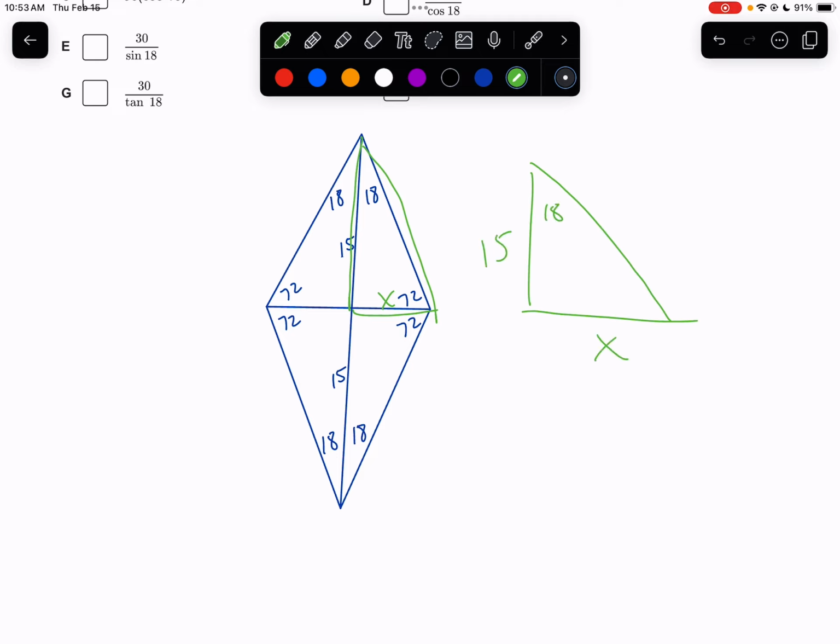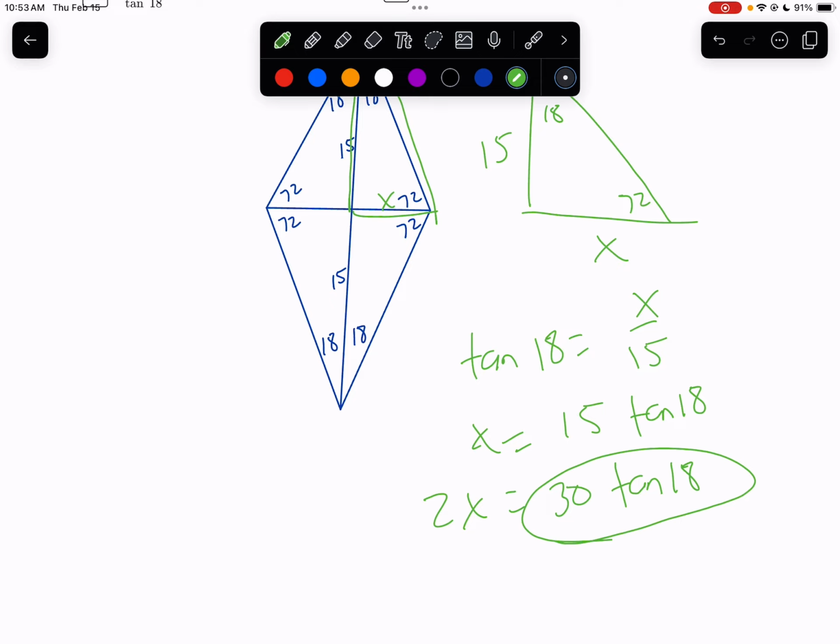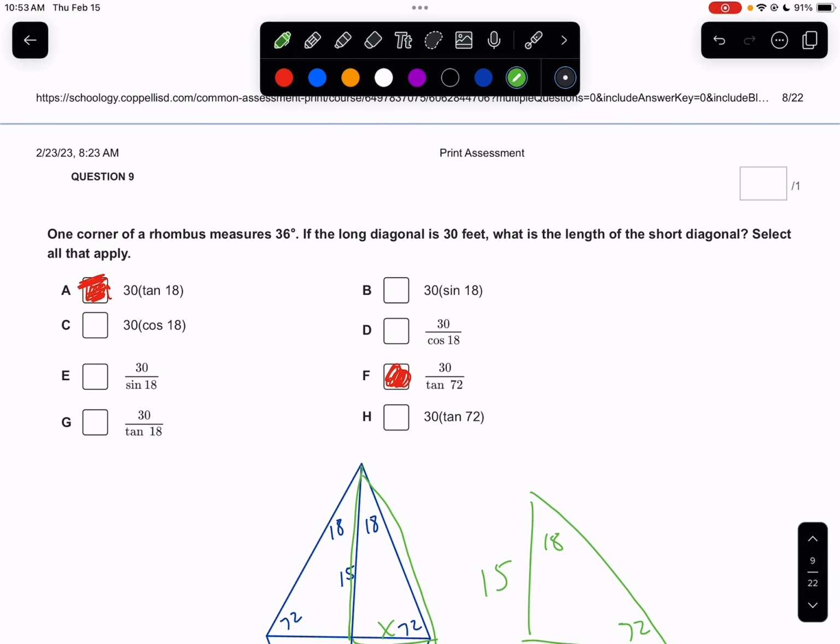15, 18, and 72. So I could do the tangent of 18 equals x over 15. So x equals 15 tan 18. Right? That's opposite over adjacent. We need to know our trig rules for sure. So what is 2x? What is 2 of those? Well, that would be 30 tan 18. So that's one answer.